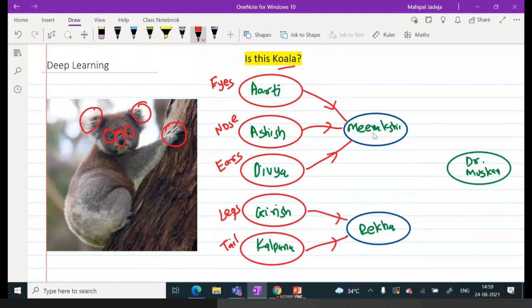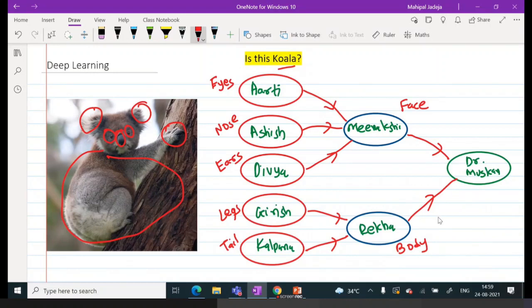So what is the task of Minakshi now? The task of Minakshi is to give a result regarding whether the face of this particular koala is present in the image or not, right? So this task will be performed by Minakshi and she will report to Dr. Muskan. And the task of Rekha is to say, because she is getting knowledge of legs and tail, she will give a decision regarding the remaining body of this particular animal, whether this body belongs to a koala or not. So that information will be given to Dr. Muskan by Rekha.